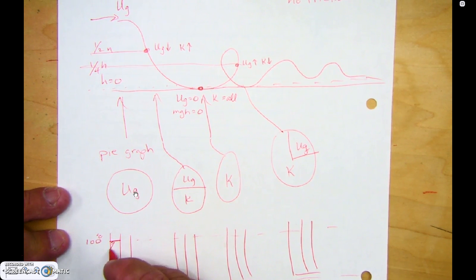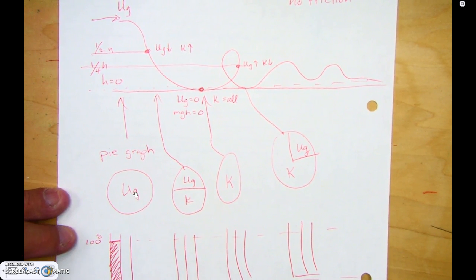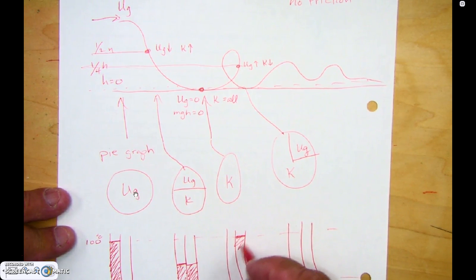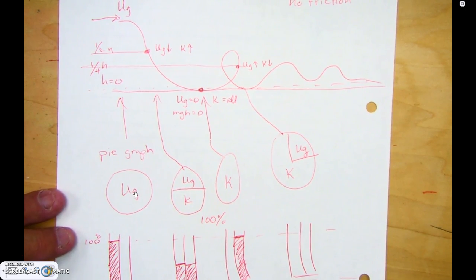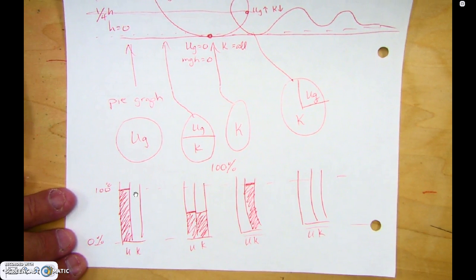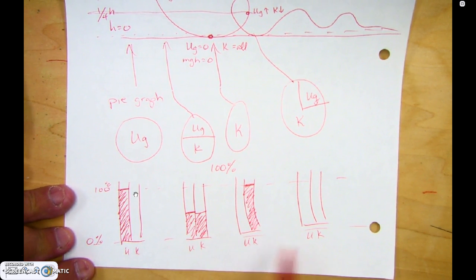So obviously with your first one, you're all potential energy. At this point in time here, it would be half potential and half kinetic. At this point here, it's all kinetic. Now remember, I can only add up to 100% of whatever I started with. I apologize for that. I can only add what I have at 100%.